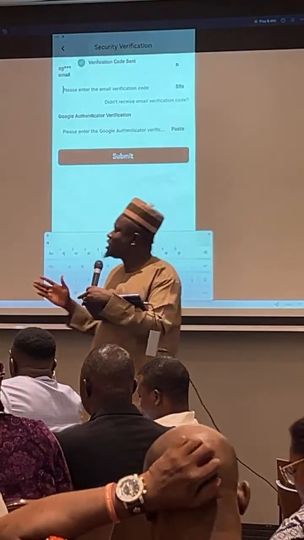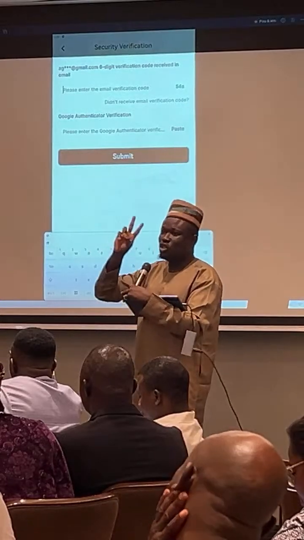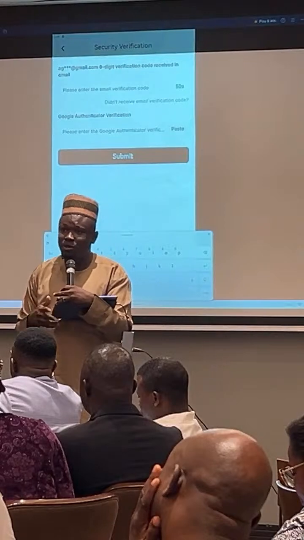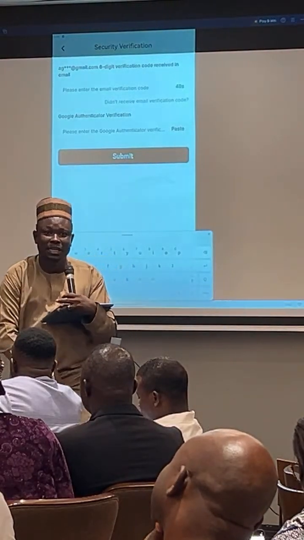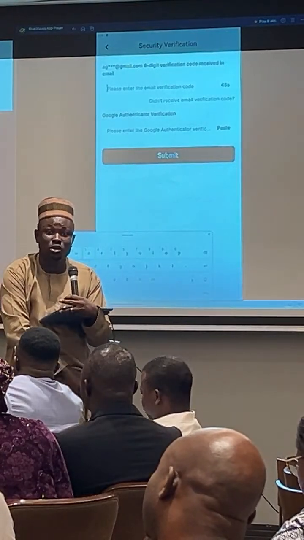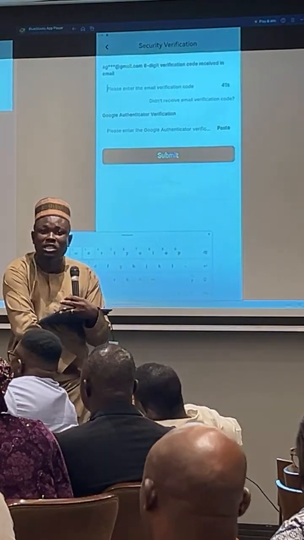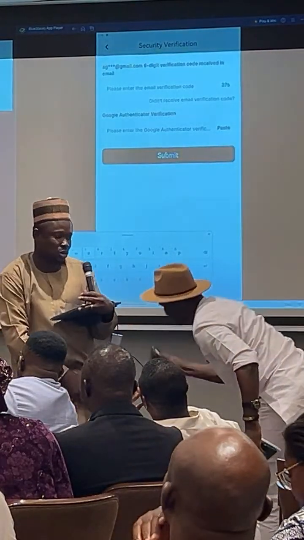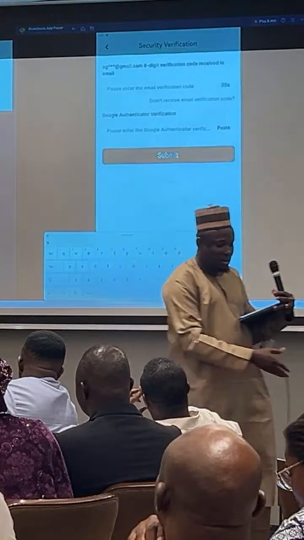Now, because this account is bound with 2 security processes, like I said earlier, it's bound with my email and it's also bound with my Google Authenticator. So nobody can have access to my account via login until they have access to my email or my Google Authenticator. So I'm going to get my email.